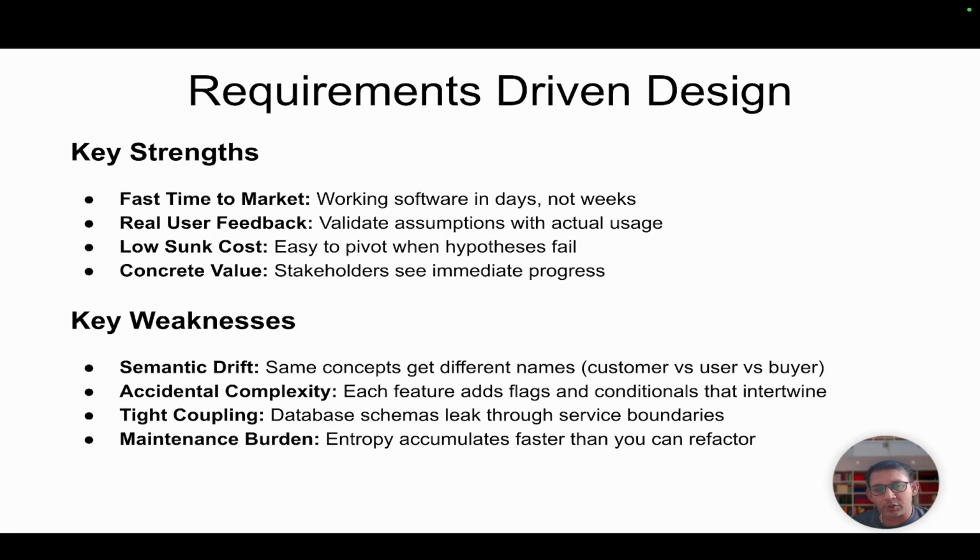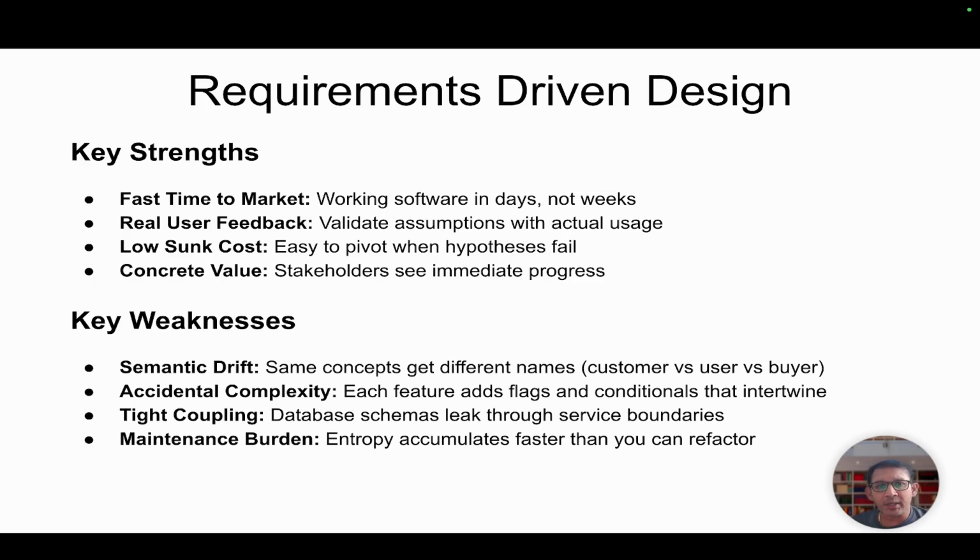The key strengths of this approach are compelling. You get fast time to market, working software in days, not weeks. You get real user feedback that validates or refutes your assumptions with actual usage data. You have low sunk cost. It's easy to pivot when hypotheses prove wrong. And stakeholders see immediate concrete progress.